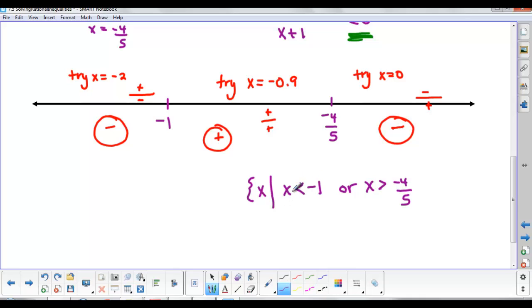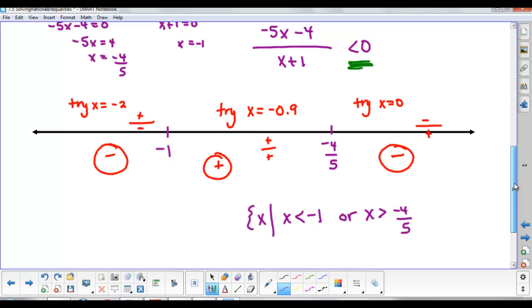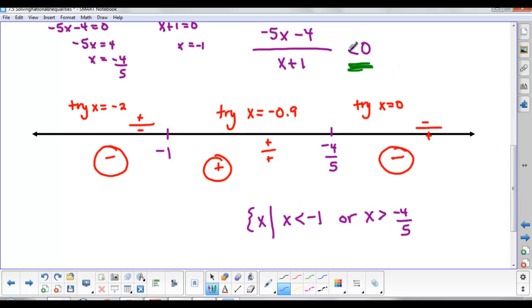Notice I didn't put less than or equal to or greater than or equal to, because the original question was asking us for less than 0, not less than or equal to. So we pretty much copy the sign. But when you copy the sign, you really have to pay attention to where the vertical asymptotes are. And so we'll take note of that in our next example.